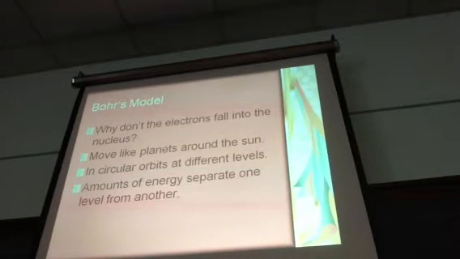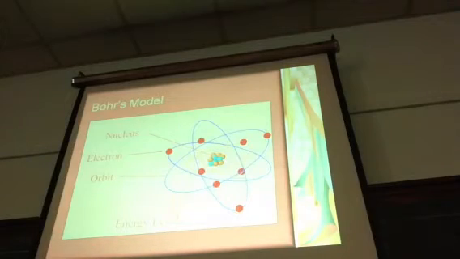Why don't they fall in? Because they have energy. They're traveling around the nucleus in orbits, things we call orbitals. Now, his model said they move like planets. They were circular orbitals, and that there was a certain level of energy that separated each one. Go ahead and take the picture. So there's the picture: nucleus, electron, orbit, different energy levels.